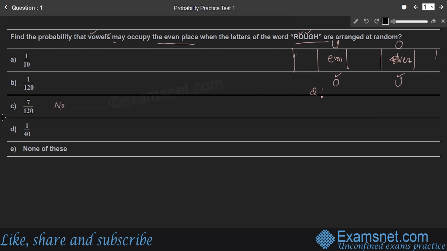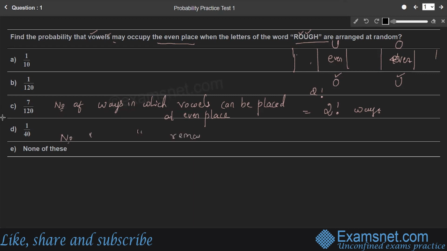So the number of ways in which vowels can be arranged at even places is 2 factorial, right? And the number of ways in which the remaining letters can be arranged: the remaining letters are R, G and H. There are 3 remaining letters, therefore it is factorial 3 ways.